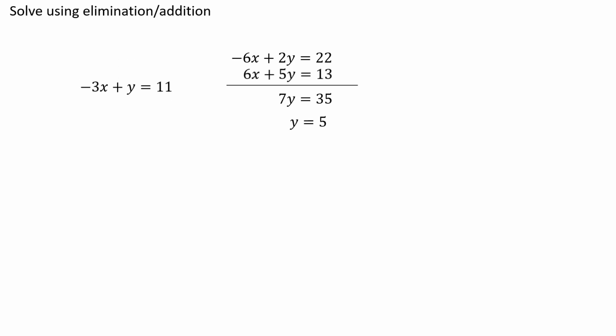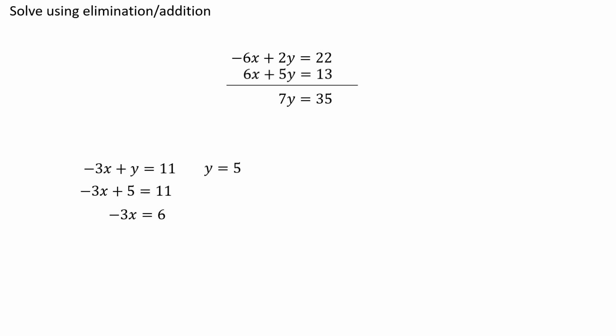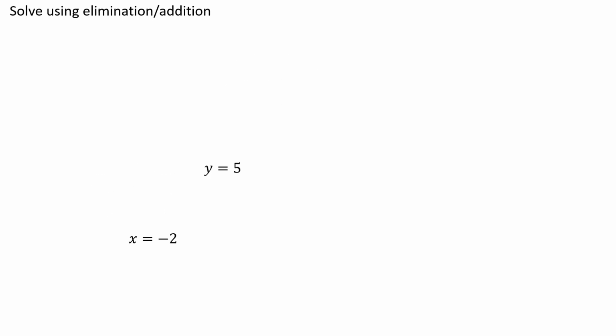Now that I know what y is, I can take the original equation, one of them anyways, plug y equals 5 into it, and just do basic algebra. Subtract 5 from both sides, divide by -3, and I now know what x is. In fact, I now know what x and y both are. So I have found the ordered pair that satisfies the original problem. Here's the original problem, and here's its solution.